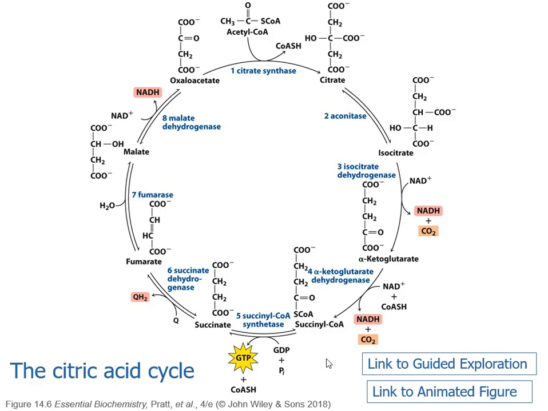So here is the complete citric acid cycle pathway. It shows all of the reactants and products, all of the structures, all of the coenzymes, all of the enzymes. It shows which reactions are reversible and which ones aren't, so we can figure out where the pathway is regulated. I'm going to just start the animated figure so that you can see it.